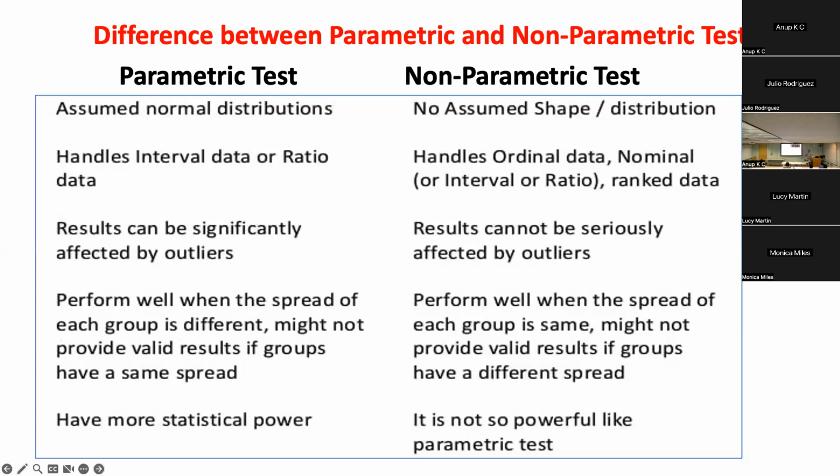If you do a parametric test for non-parametric type of data, the result can be significantly affected by outliers, because outliers affect our normality. Outliers affect our homogeneity. In that case, you will not go for a parametric test. You will go for a non-parametric test.